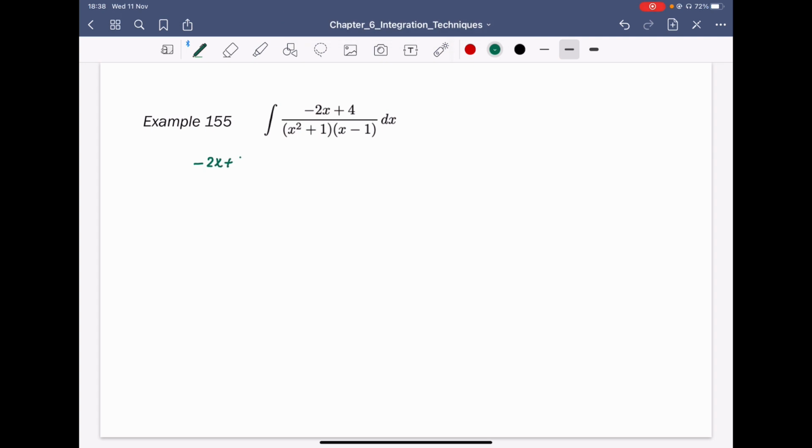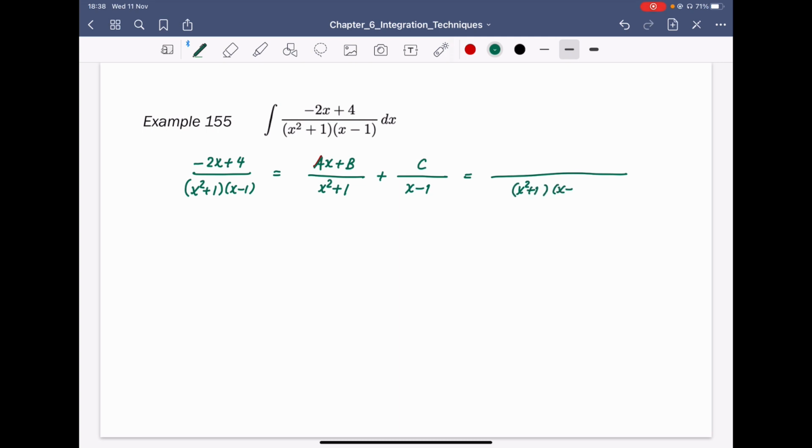So negative 2x plus 4 over x squared plus 1 times x minus 1. So I'm going to set it up to be, well, if you need x squared plus 1 on the denominator, you need ax plus b on the top, right? Because on the denominator, you have x squared plus 1, and this is irreducible. So you have ax plus b on the top, and then x minus 1 here, so you have just c. Well, now your turn is you need to compute a, b, and c. So we're going to clear out the denominator first.